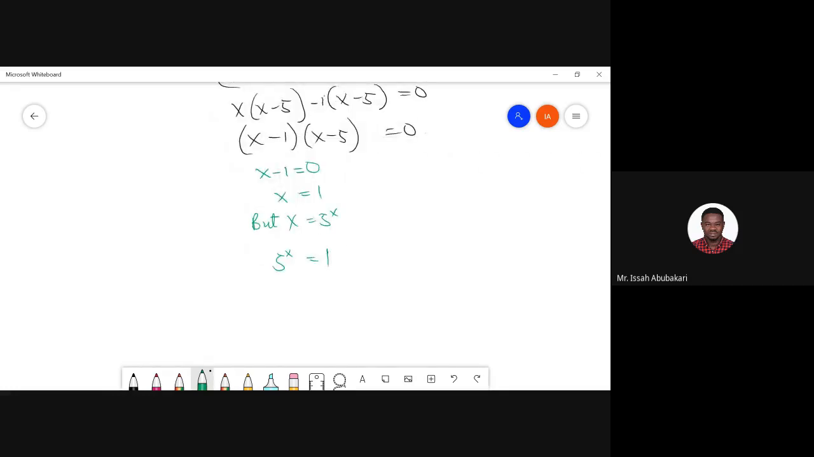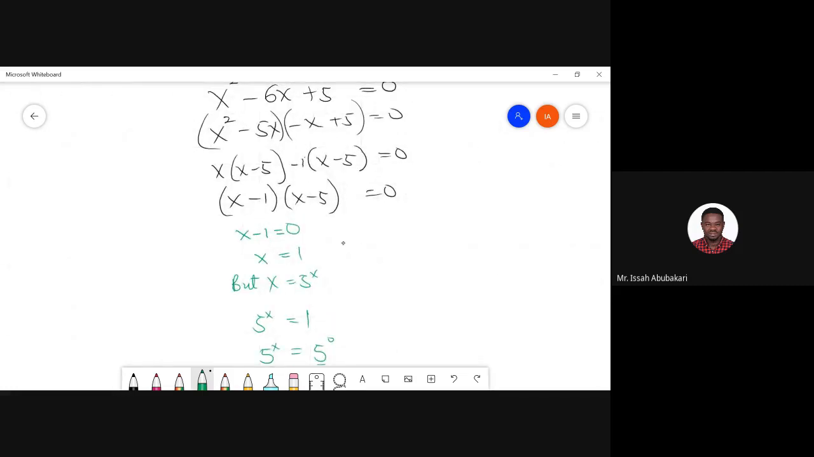What I mean by that is when we have 5^x is equal to 5^0, any number to the power 0 is what? 1. So 5^0 is the same as 1, so we can write it this way. And since we have the same base, 5 here and 5 there, we can equate the exponents, and x will be equal to what? 0 for this side.